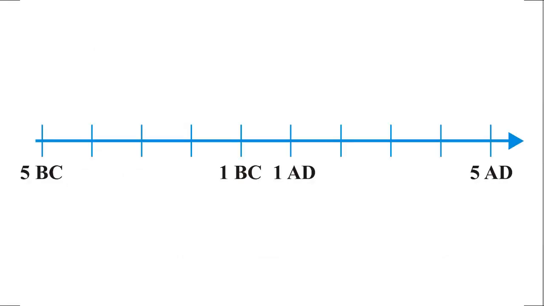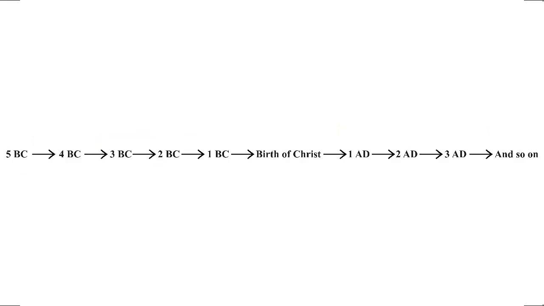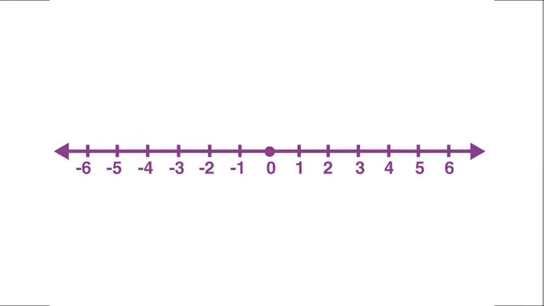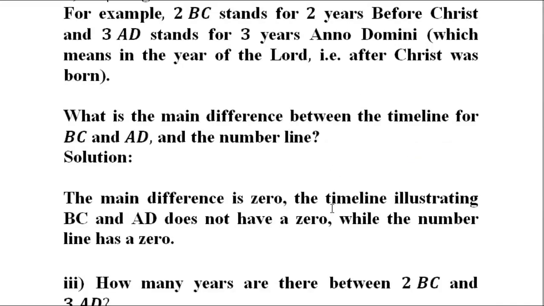A timeline showing BC before Christ and AD Anno Domini is structured around the birth of Christ as the central point. The years in BC count backward toward 1 BC, while the years in AD count forward starting from 1 AD. Here is a simple timeline illustrating BC and AD. There is no year 0 in this system. The transition is directly from 1 BC to 1 AD, while the number line represents continuous values including 0. So the main difference is 0. The timeline illustrating BC and AD does not have a 0, while the number line has a 0.